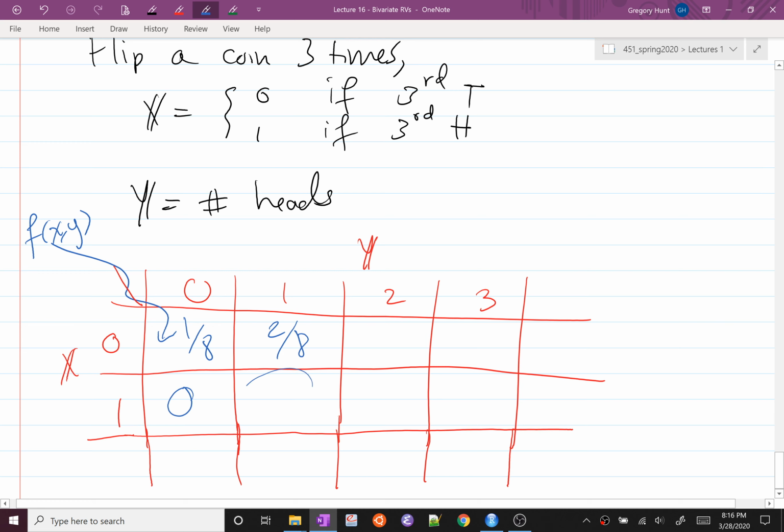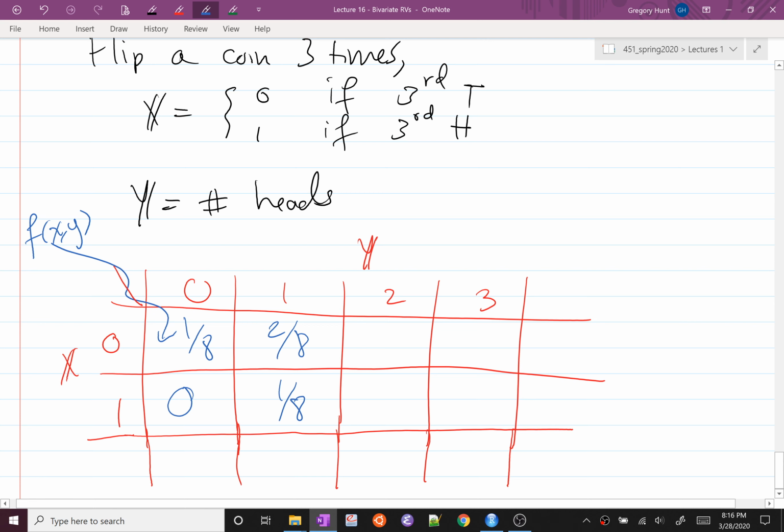And we could go down to this box here and say what's the probability that y is 1, so one of them is a heads, and the last is a heads. Well, there's only one possibility. The last one is a heads. That's 1 of the 8 possibilities.